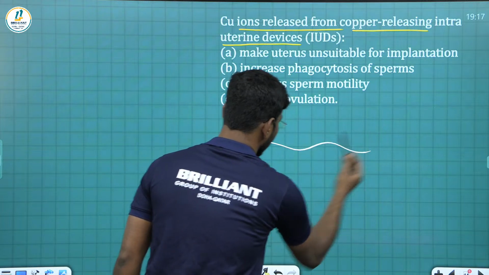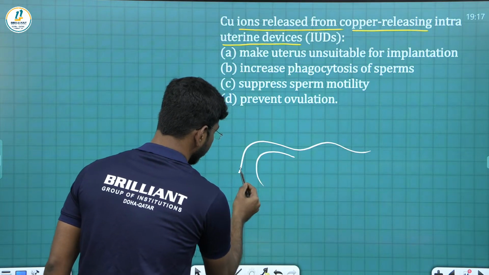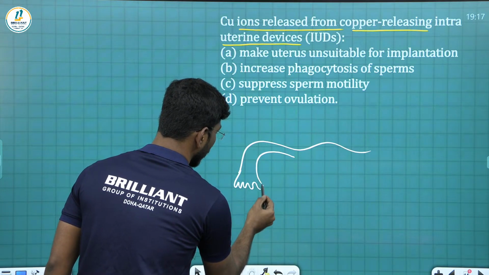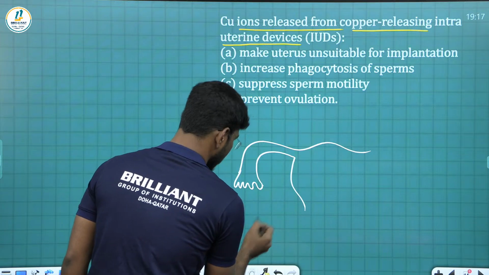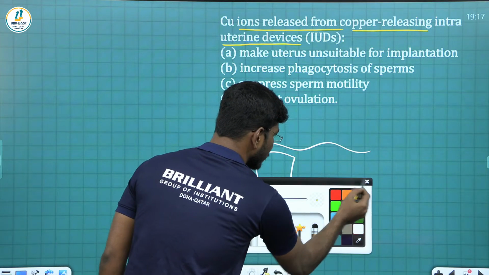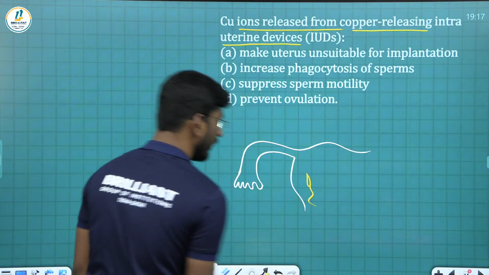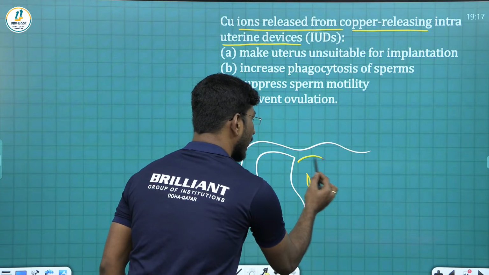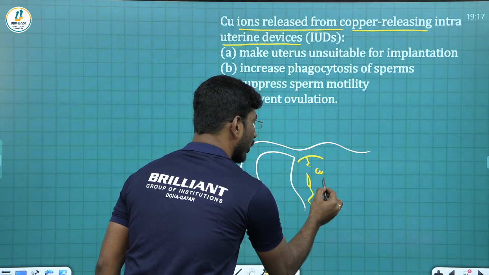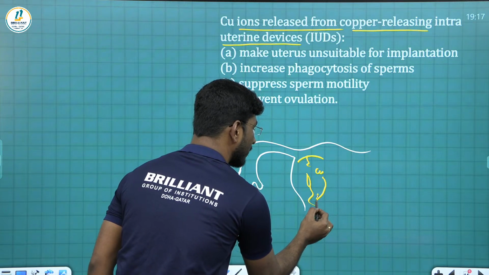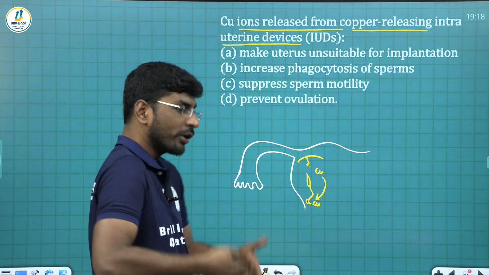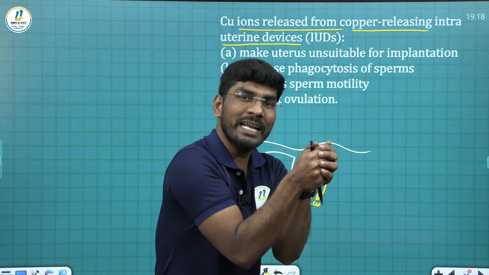This is the fallopian tube and uterus. What we discussed, tell me. Here, when a sperm entered, look, this is a sperm. This sperm entered. These copper releasing IUDs release the copper ion. These copper ions will come and touch or hold this sperm tail.